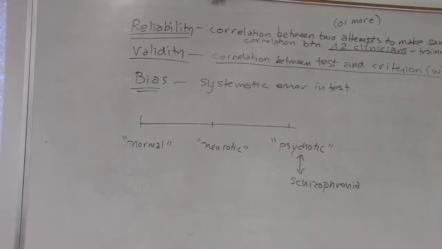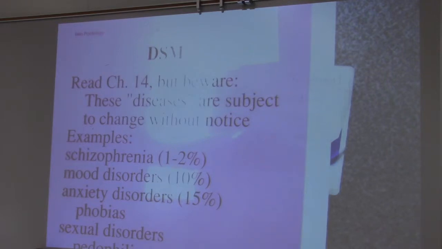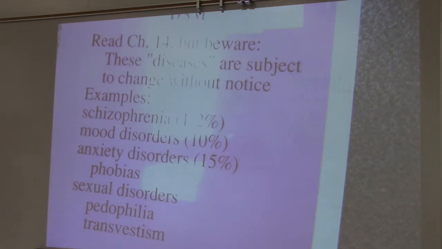So you've got to read the chapter on abnormal psychology or psychodiagnosis or psychopathology. All terms mean the same thing. For many of you, it's chapter 14. For some of you, chapter 14 is social psych. Maybe it's in chapter 15. But beware, these diseases are subject to change without notice. So the people revising a DSM may change the categories. But here are some of the categories that have been around for a while and that will probably continue to be around for some time.